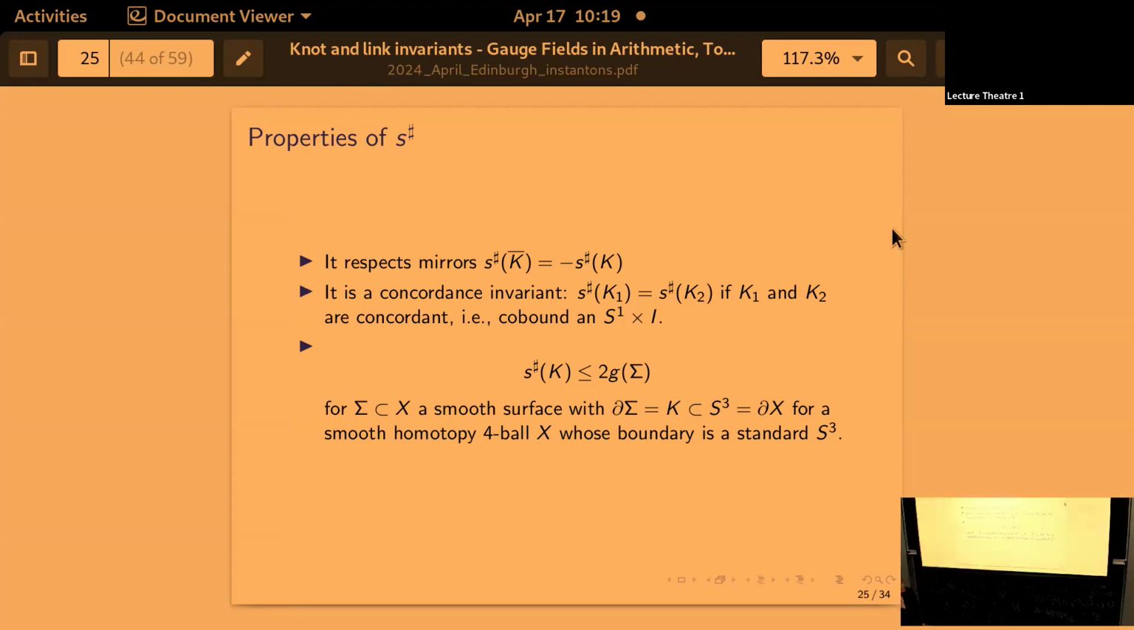So what I was saying is that if this is not true for a homotopy four-ball in general, then that shows that not every homotopy four-ball is a standard four-ball, which would resolve the smooth four-dimensional Poincaré conjecture.